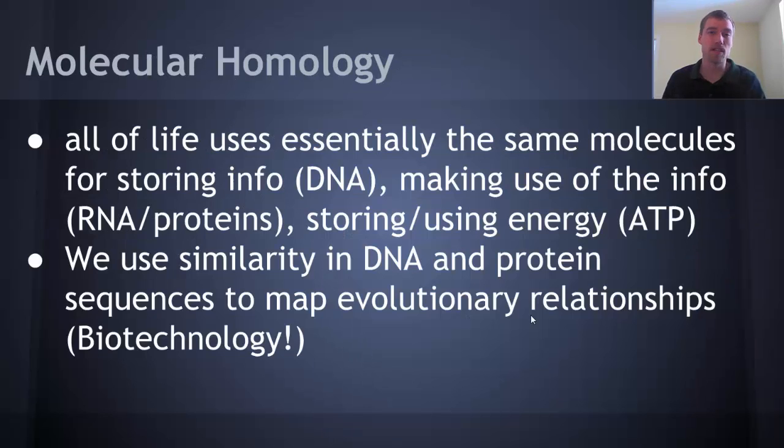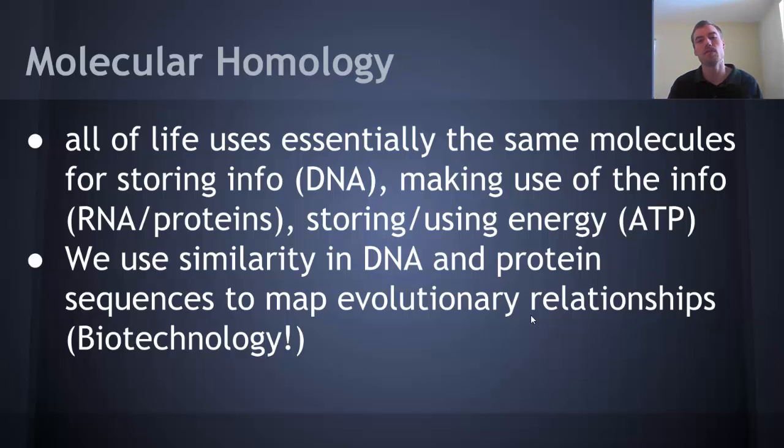Another big piece of evidence for evolution is molecular homology, right? All of life uses essentially the same molecules for storing information, which is DNA, sometimes RNA, but most of the time DNA. All use the same molecules, RNA and proteins, for making use of that information. And then all of life uses ATP for storing and using energy, right? So these are really strong trends that tell us that we must have all evolved from something that used these three things, right? And then over time, we have all developed variations of things based off of that.